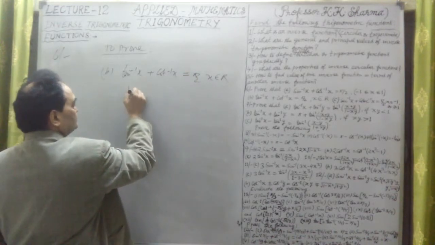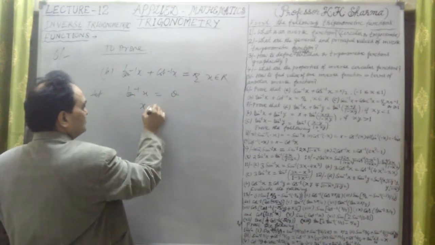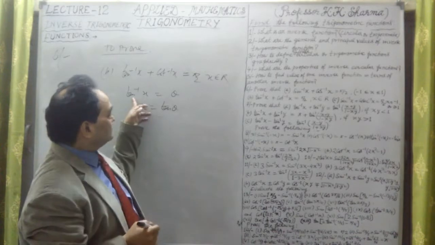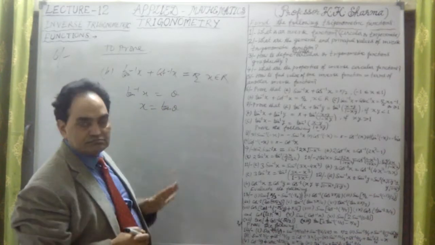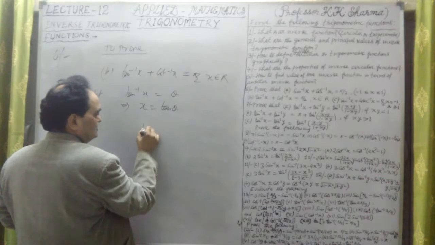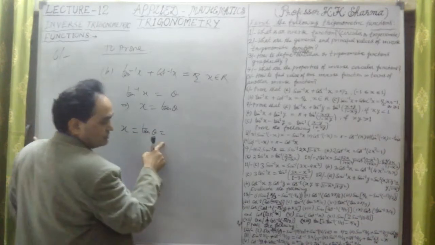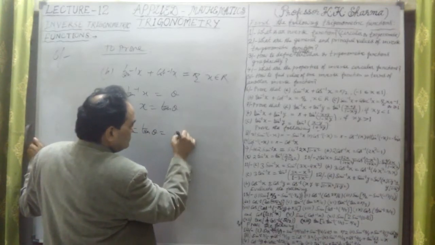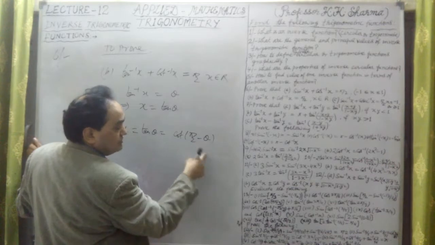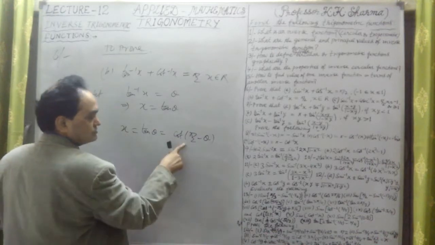Now in this case, let us take tan inverse x equal to theta. We take this tan inverse to that side, x will be equal to tan theta. This implies that x equal to tan theta. Tan theta can be written as cot of pi by 2 minus theta, because cot of 90 minus theta is equal to tan theta. So it means x equals cot of pi by 2 minus theta.